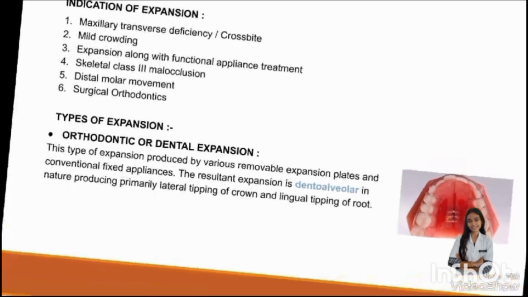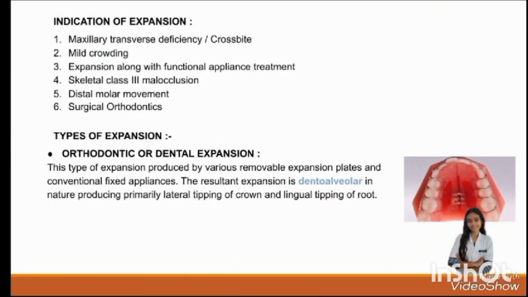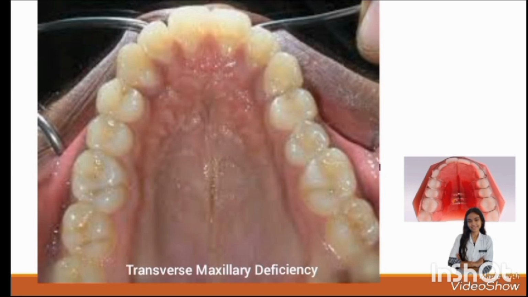Indications of expansion. Indications are maxillary transverse deficiency, crossbite, mild crowding, expansion along with functional appliance treatment, skeletal class 3 malocclusion, distal molar movement, and surgical orthodontics. First, maxillary transverse deficiency or crossbite.